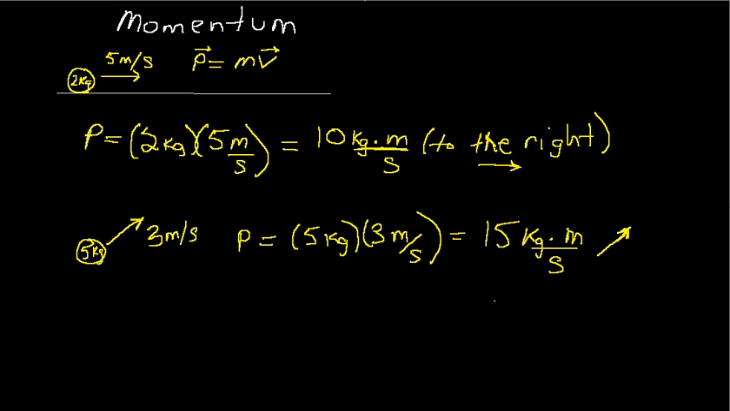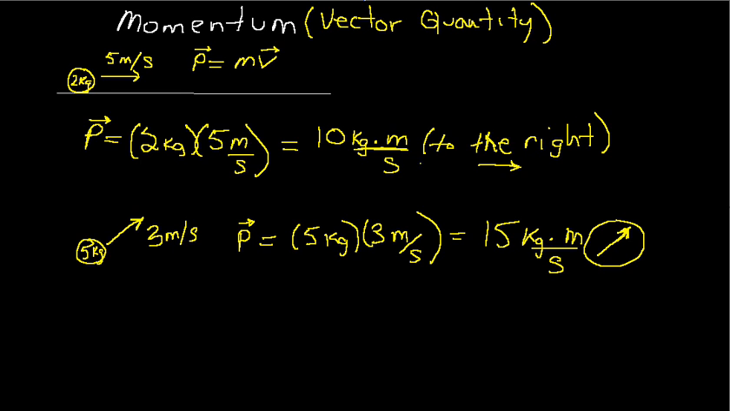So if you think of momentum as a vector, always remember it has some direction associated with it. Momentum is a vector quantity, so it has a magnitude and it has a direction. And that's pretty much all there is to figuring out and calculating momentum. It's a rather simple, easy thing to calculate.